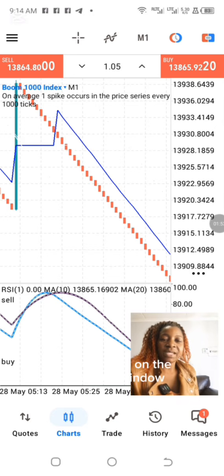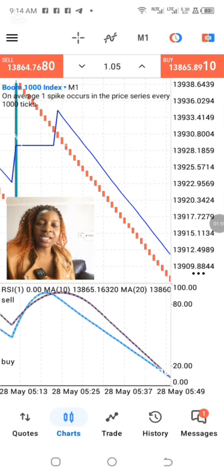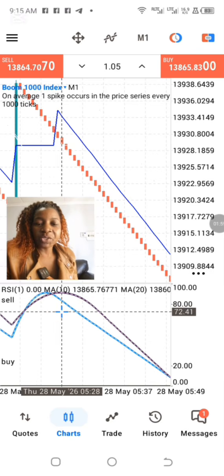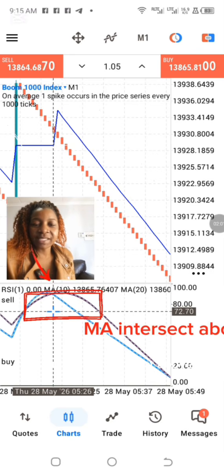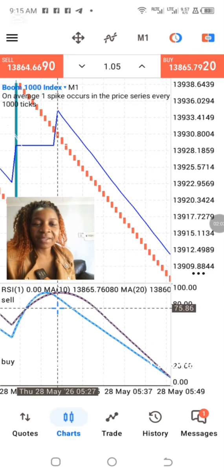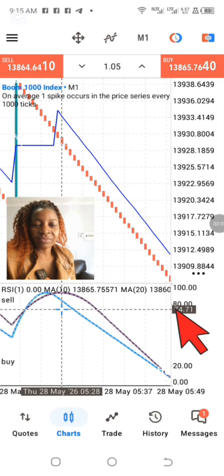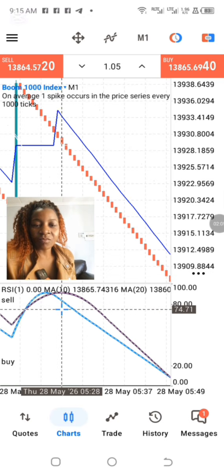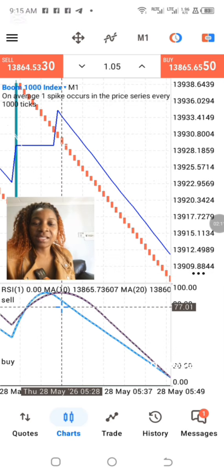Then we come on the indicators window. On the indicators window, these moving averages must cross each other, or they must intersect above level 80. This is our level 80 here. These two lines, the moving averages, or the blue and purple line, as you can see, they've intersected or they've crossed each other above this line.